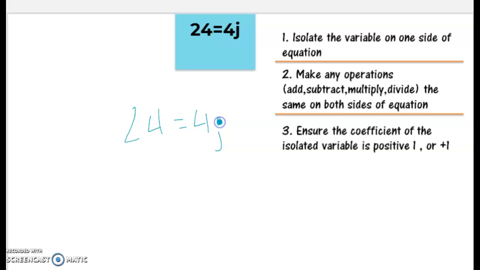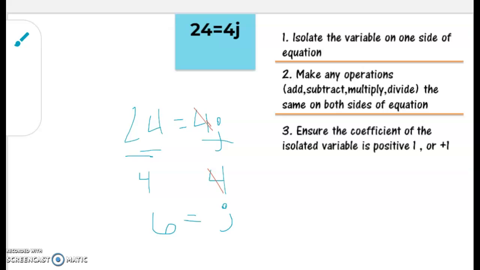So since I know that 4 is my coefficient and I want to isolate the variable and I'm multiplying 4 times that variable, I'm going to do the opposite and I'm going to divide each side by 4. Once I do that, I notice that 4 divided by 4 is 1, so 4j divided by 4 is just going to give me j. So these two will cancel out, and I'm left with j. On the other side, 24 divided by 4 is going to give me 6. So j is equal to 6.